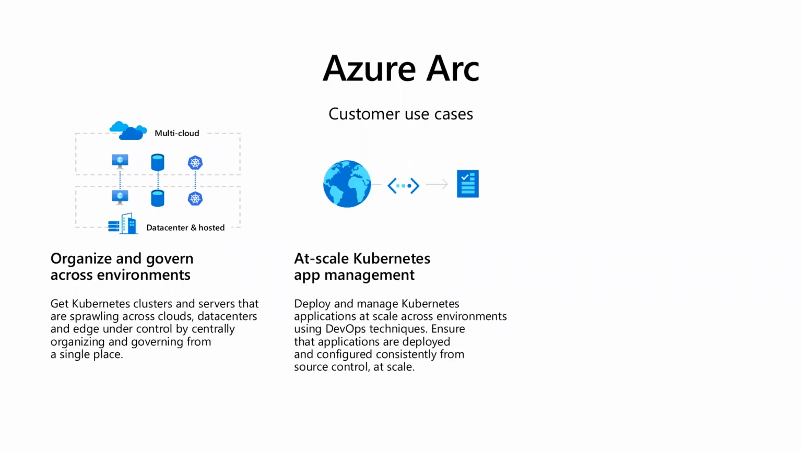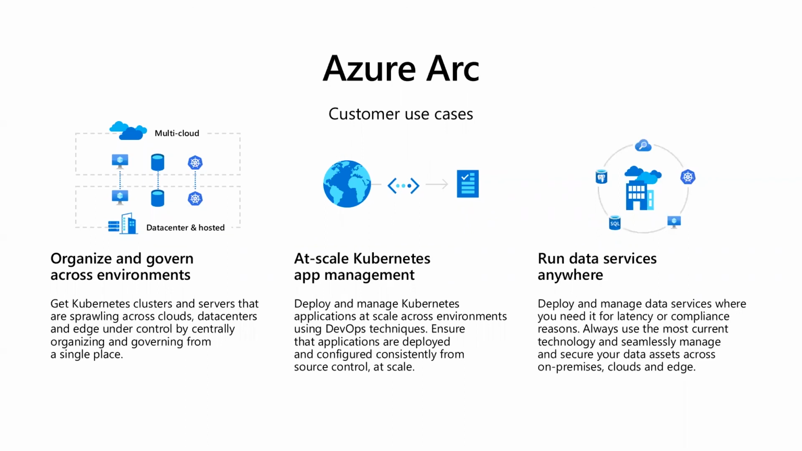You also get app management at scale. Think about it: if you want to deploy your containerized applications on your Kubernetes clusters, wherever they're running, you can configure them. If they are Arc enabled, you can configure that deployment directly from Azure. Then you can link a Git repository where the configuration is. As soon as you make a change to that, it can be deployed to the Kubernetes clusters where you manage that. Very, very powerful.